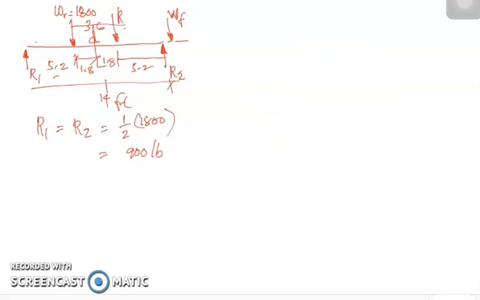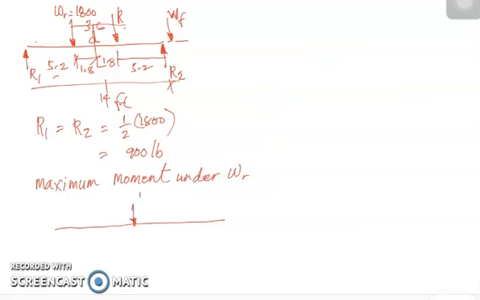Now, let's have the maximum moment under the rear wheel, W sub R. If we consider the rear wheel, this is our span. Put that in the center line, so W sub R. We have here R1, and this is our R sub 2. Therefore, this one is 7 feet.